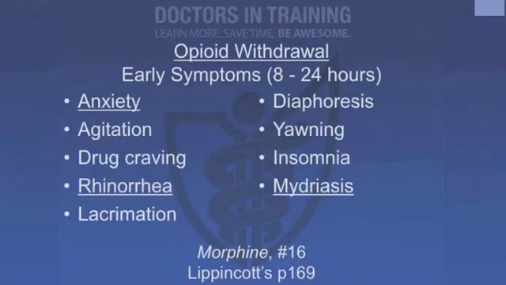We see some early symptoms and some late symptoms. Early symptoms that start somewhere between 8 hours and 24 hours: you're going to get things like anxiety and agitation. You'll get a lot of drug craving. You'll get a runny nose, a lot of rhinorrhea. You'll get lacrimation, you'll start crying. Diaphoresis, yawning. That's an interesting one. You see someone coming in, they're just yawning up a storm even though they're really anxious. Insomnia, and that might lead to the yawning as well because they can't sleep.